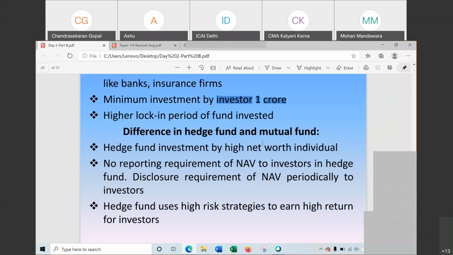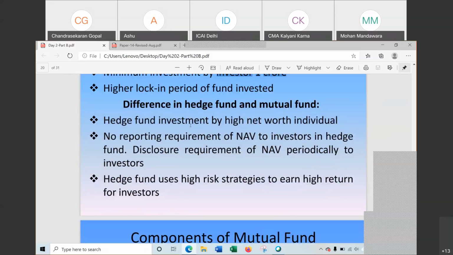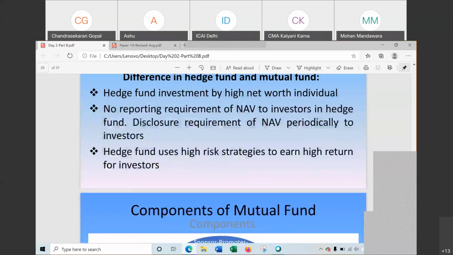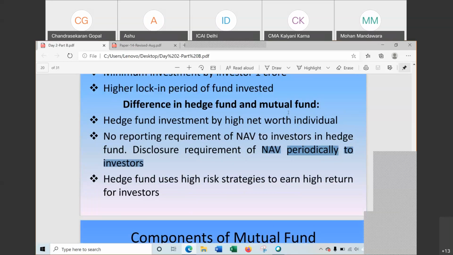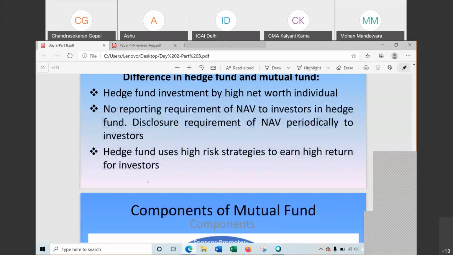Difference between hedge fund and mutual fund. First, hedge fund investment is by high net worth individuals. Second, there is no reporting requirement. NAV calculation is not mandatory in a hedge fund. But in the case of a mutual fund, NAV calculation is periodical, and NAV disclosure to investors is necessary. For the mutual fund, the disclosure requirement of NAV is made periodically. That is mandatory, but in a hedge fund, it is not mandatory.